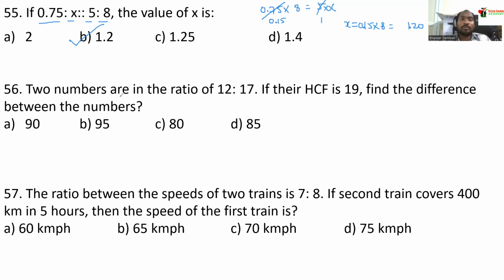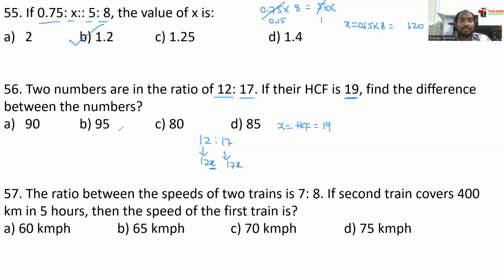Next. Two numbers are in the ratio of 12 is to 17. If their HCF is 90, find the difference between the numbers. I already explained this kind of question, but let's go through it once again. What is HCF? The common factor of both numbers. 12 is to 17 means this is 12 parts and this is 17 parts. x is the HCF, the common one, that is 90.